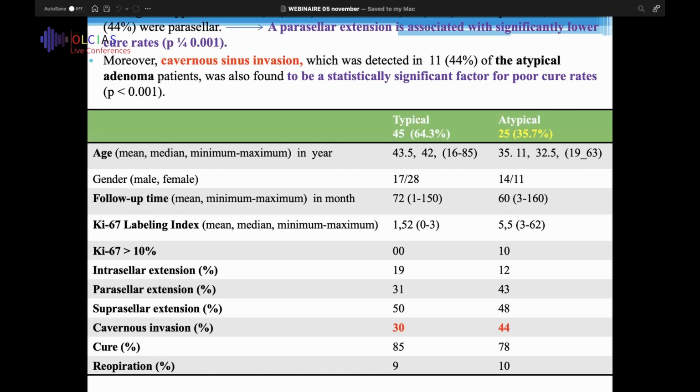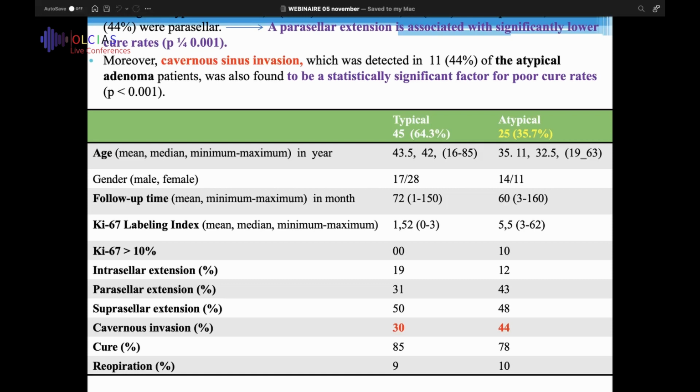Here, there is another difference. Look here at the extension and invasion. Here we have the problem. For the first two results, there is no significant statistical difference between the cure rates and the reoperation rates between the two kinds of pituitary adenoma. But here there is a difference. In the case of parasellar extension, we have found that parasellar extension is associated with significantly lower cure rates.